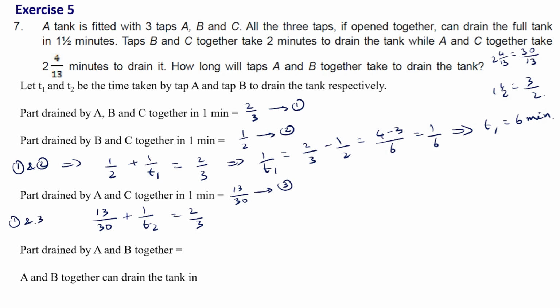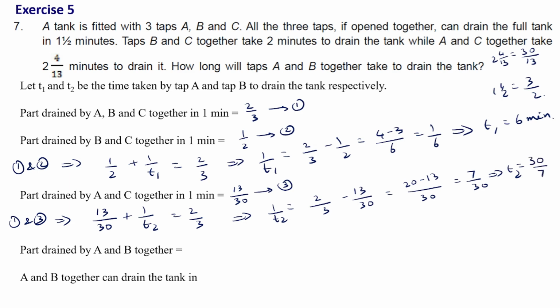So from this we can find T2. 1/T2 is 2/3 minus 13/30. Here the LCM is 30. So here we have (20 minus 13)/30, which is 7/30. So from this we get this T2 as 30/7.